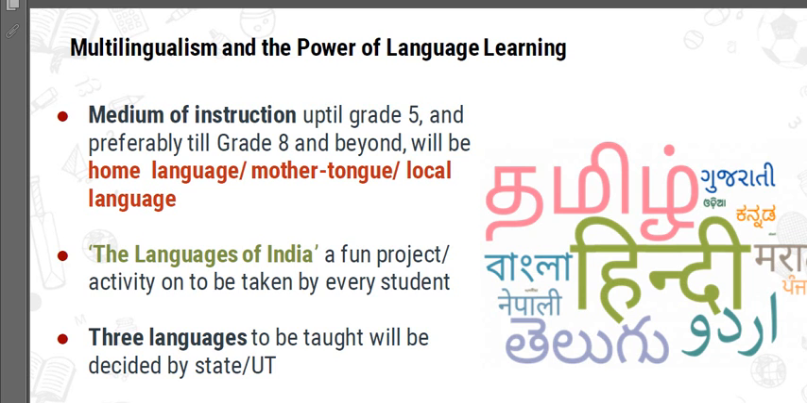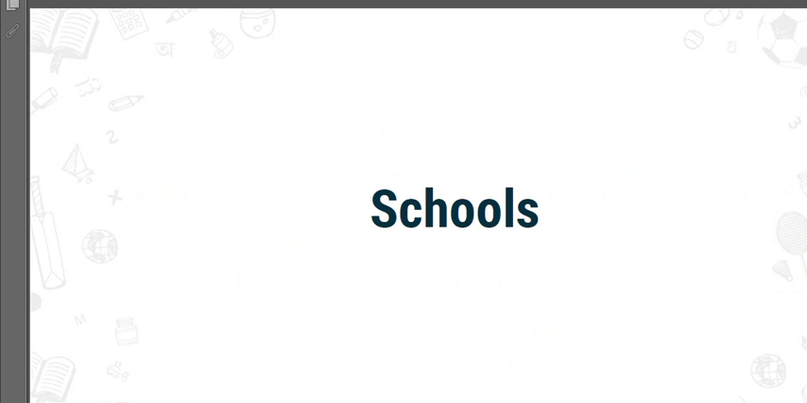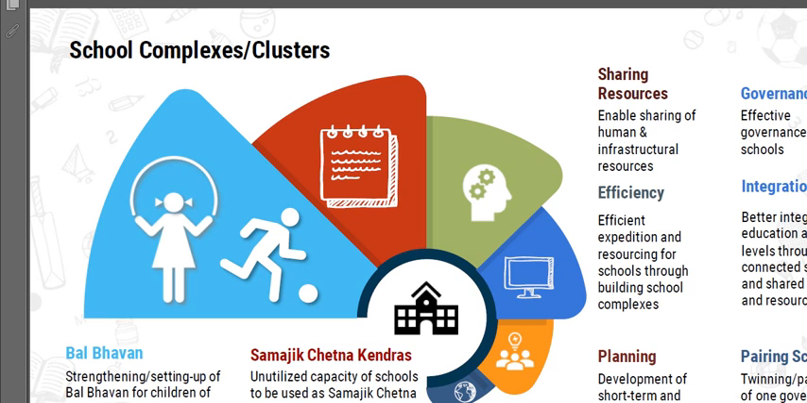This could be Bengali, Hindi, Marathi, Gujarati, anything. Now about schools. School complexes, clusters. Bal Bhavana: strengthening and setting up of Bal Bhavana for children of all age groups to partake in art-related, career-related and play-related activities. Then come Samajik Chetna Kendras. These will utilize the capacity of schools to be used as Samajik Chetna Kendras to promote social, intellectual and voluntary activities.